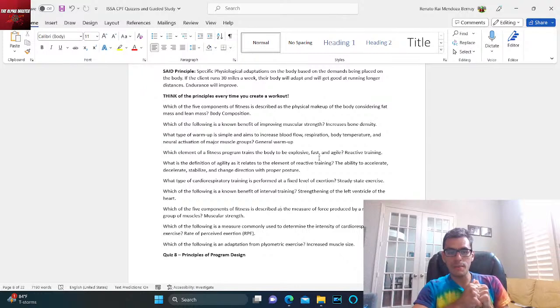Now, which of the following is a measure commonly used to determine the intensity of cardiorespiratory exercise? The measure commonly used to determine the intensity of cardiorespiratory exercise is going to be the rate of perceived exertion.